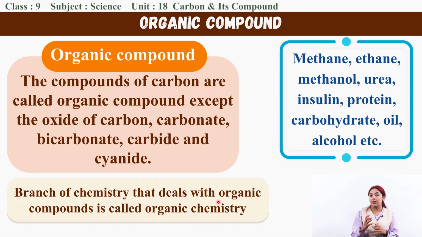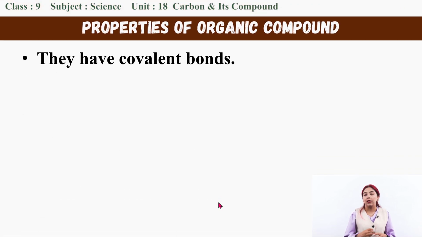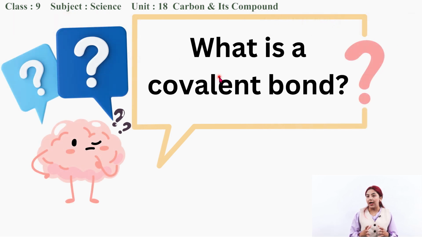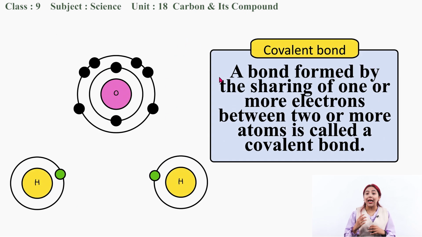Now, let us study the different properties that an organic compound has. The first property is that it has covalent bonds. Do you remember what a covalent bond is? Yes, a covalent bond is a type of chemical bond formed by sharing of one or more electrons between two or more atoms.